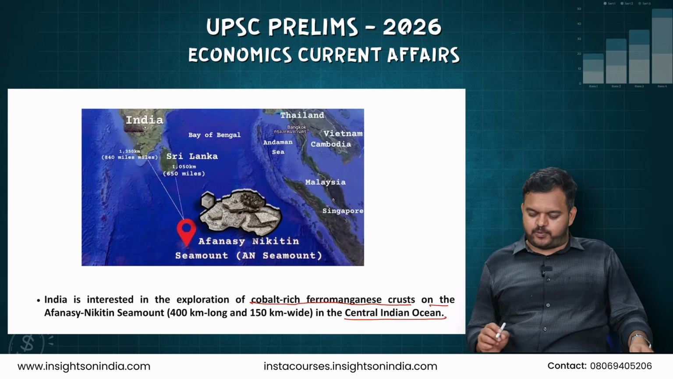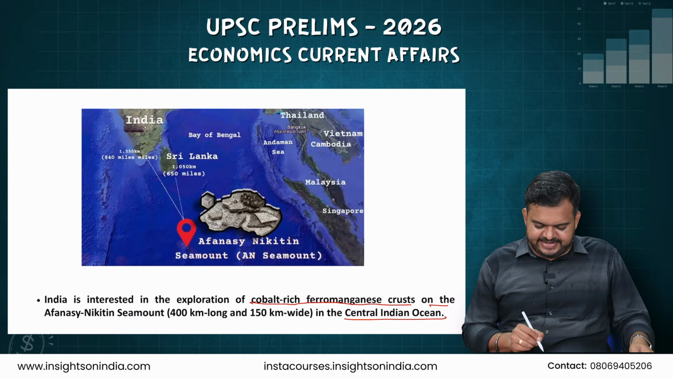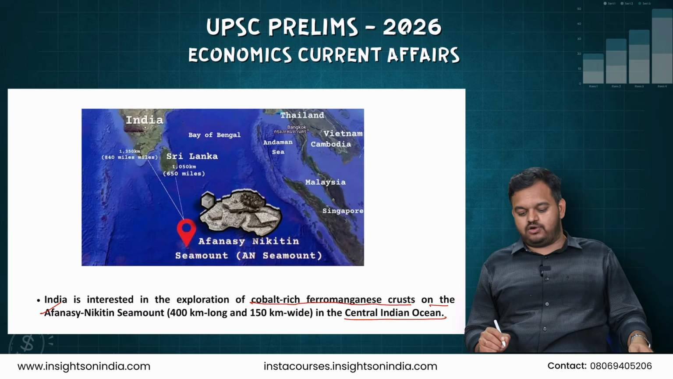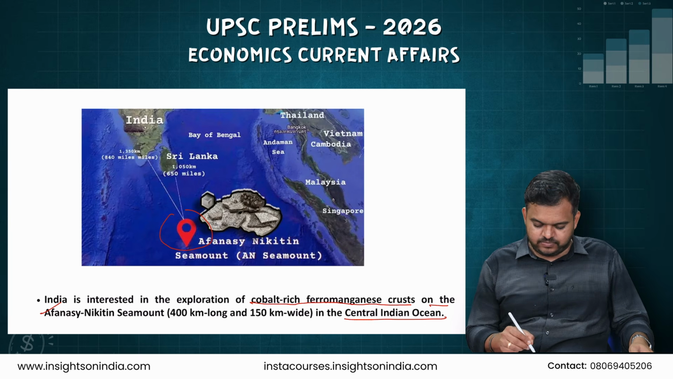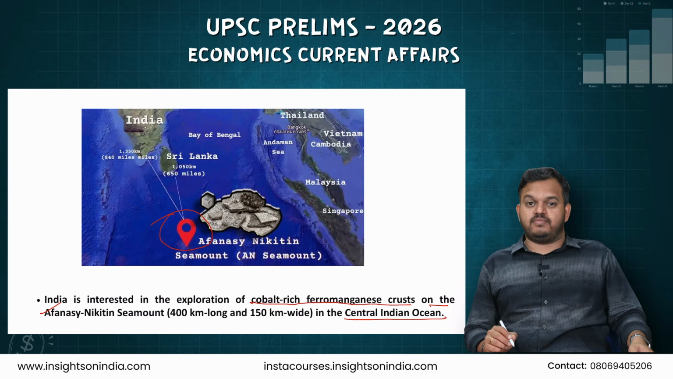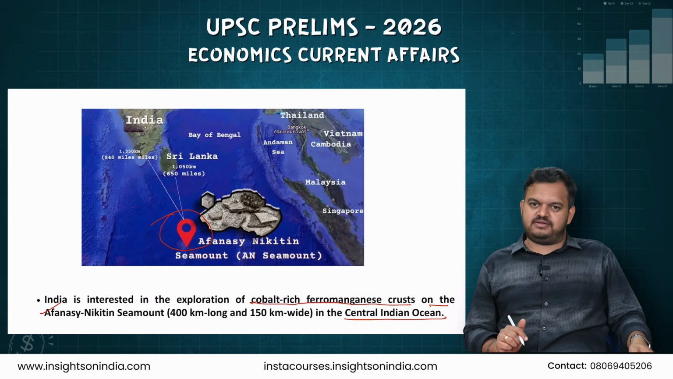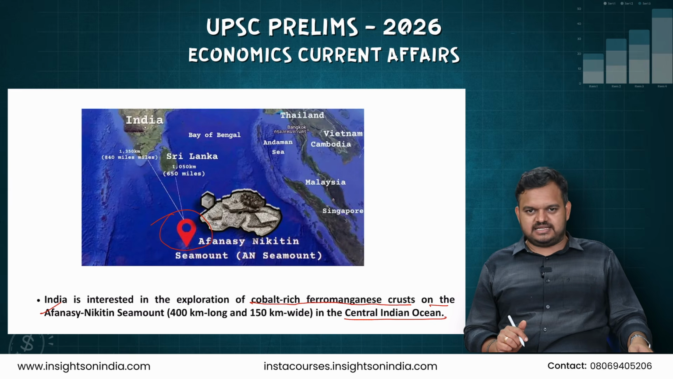The reason I put this point is to know the name of this seamount. It is located in the Indian Ocean region. This is the place below Sri Lanka, much below Sri Lanka, where cobalt-rich ferromanganese minerals are available. India is negotiating with ISA to get the license for exploration.